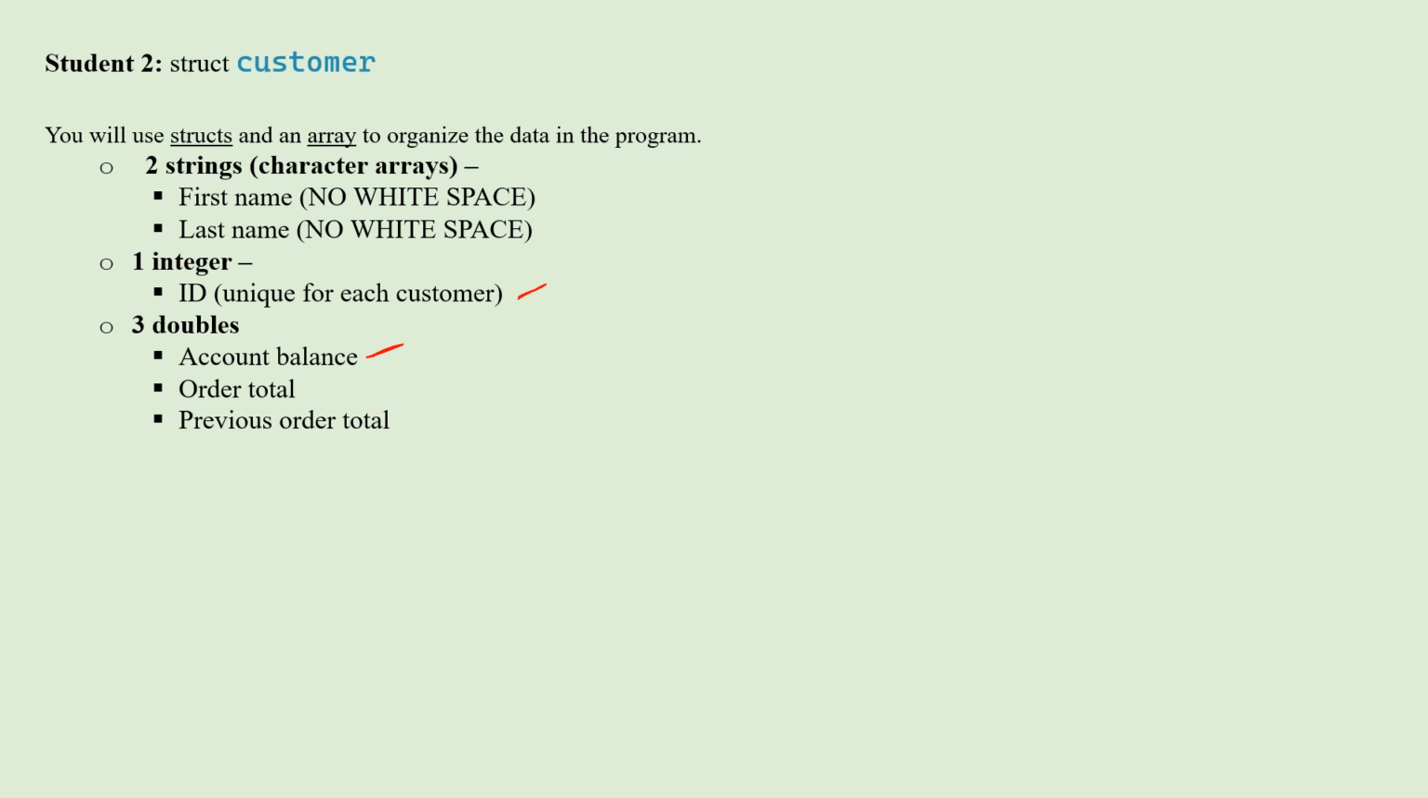Now, obviously, you could add other features and have an array in here with a whole bunch of orders, but in the interest of time, we're not going to manage an array of doubles inside of our struct. But you could do that. We're just not doing that for this assignment. So you're just going to keep track of the previous order and then the current order.